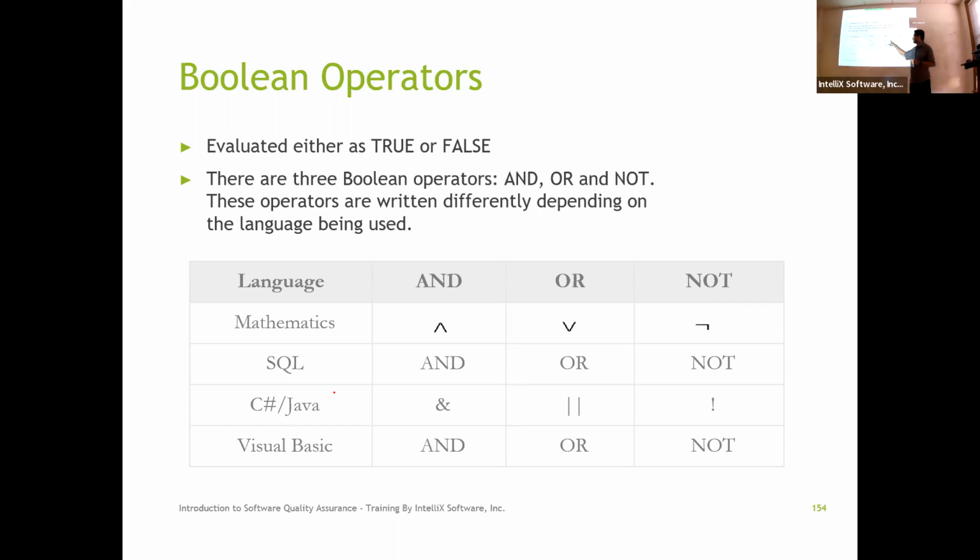This is how you would represent them if you're writing a mathematical equation: upper caret, lower caret, and then the tilde sign. In SQL, you will use the explicit words and, or, not. Same thing you will use in Visual Basic. Versus if you look into the 4GL programming language, you will see and as an ampersand, or as 2 vertical pipes, and then an exclamation point is going to be the null or the false condition.